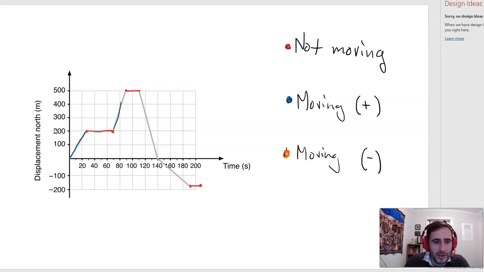And we've got a positive direction here. And then moving in negative, we've got this person. So they're moving in a negative direction because they're going towards the negative, if that makes sense.